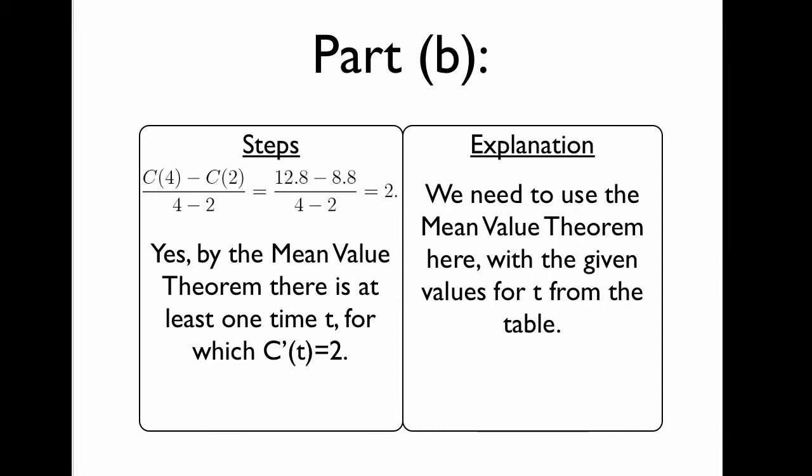So if we check the slope between 2 and 4, just like before in part A, I take the slope, y2 minus y1 over x2 minus x1. Plug in those numbers and I get 2 here. So we can say yes, by the mean value theorem, there is at least one time for which C prime of t equals 2.